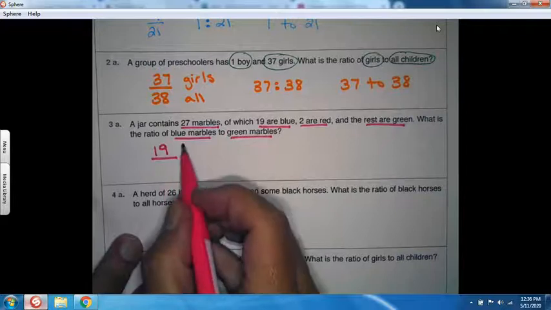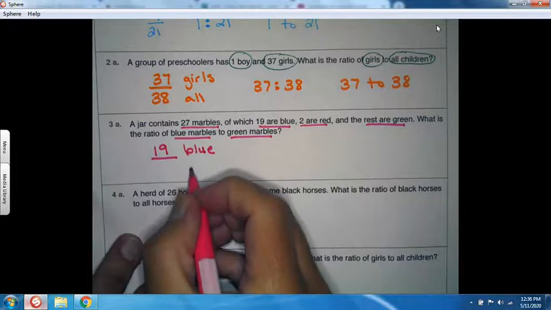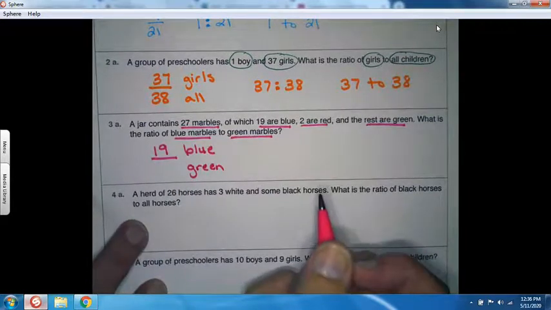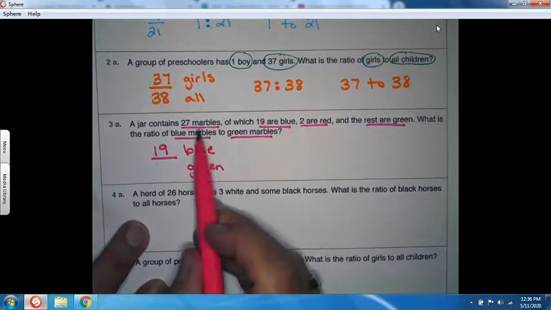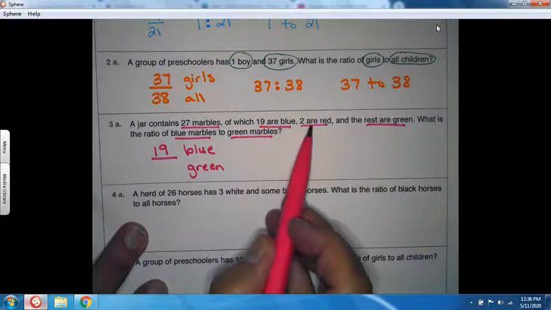And I'm going to put blue right here. And then green goes on the bottom. Well, we never figured out how many green. So let's figure that out. There's 27 total, 19 blue, and 2 red.